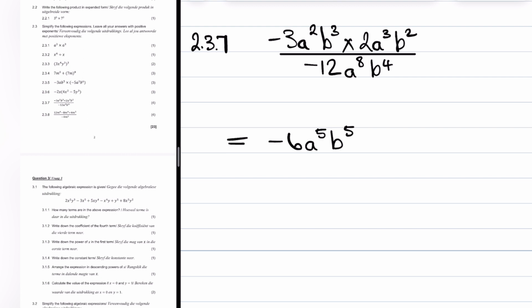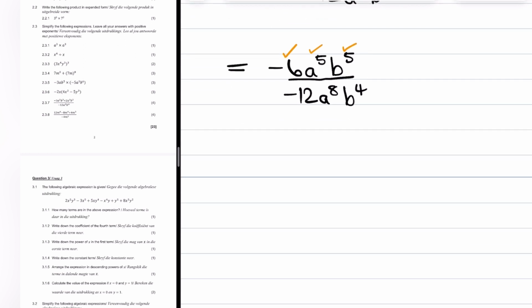So you can clearly see what we've done here is we've multiplied the -3 and the 2 to give us the -6. Then we've taken a to the power 2 and a to the power 3, and we got a to the power 5. And then we've taken b to the power 3 and b to the power 2, and we've got b to the power 5. And that is how we simplified our numerator. So initially it might look a bit daunting. There's a lot of letters and numbers and negative signs going on, but you just deal with them one after the other. And this is all divided by -12a to the power 8, b to the power 4.